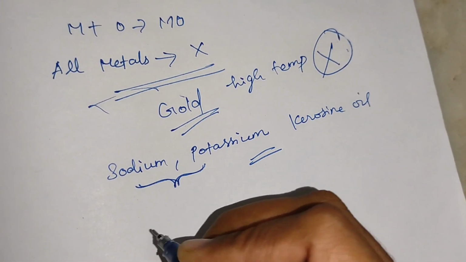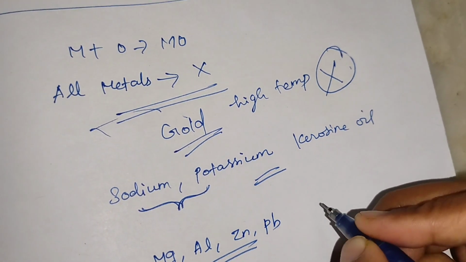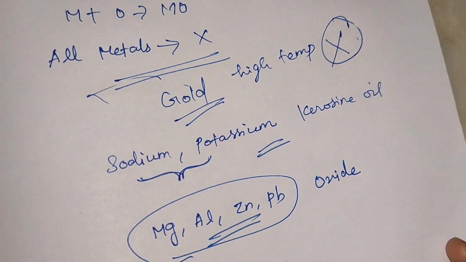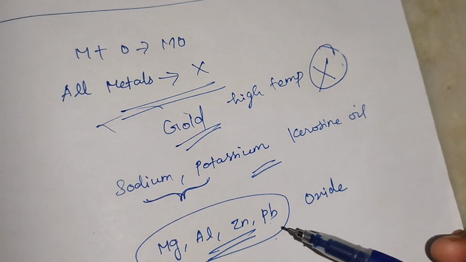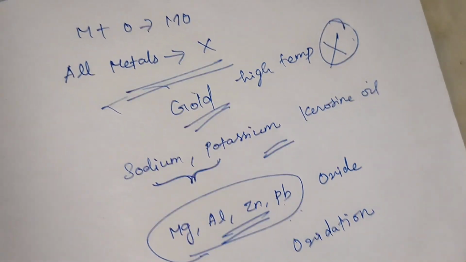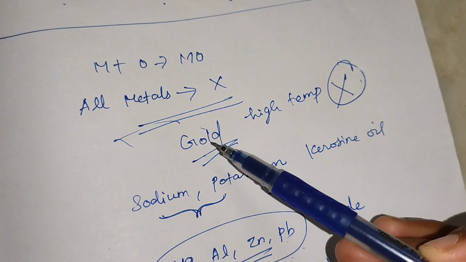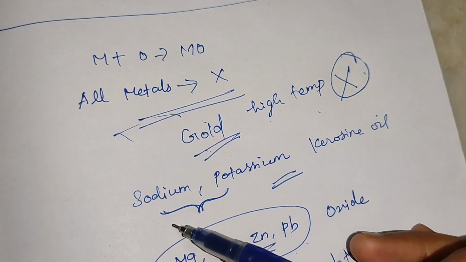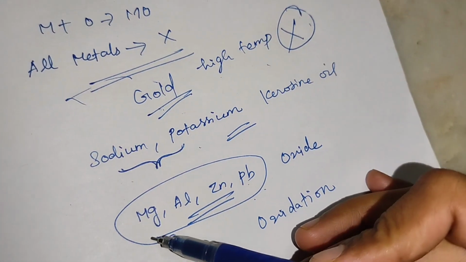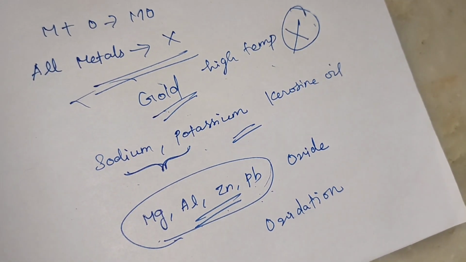Next, at ordinary temperature, magnesium, aluminium, zinc and lead are covered with an oxide layer. These metal surfaces are covered with oxide to prevent oxidation. So not all the metals react with oxygen to give metal oxide; only some of the metals react. Gold does not react even at high temperature, sodium and potassium easily catch fire so they are kept in kerosene oil, and magnesium, aluminium, zinc and lead have surfaces covered with oxide to prevent oxidation.